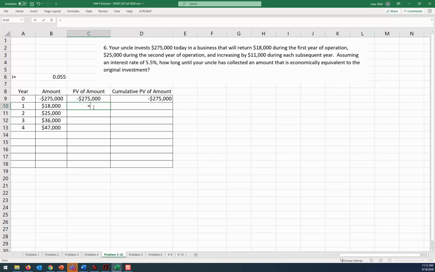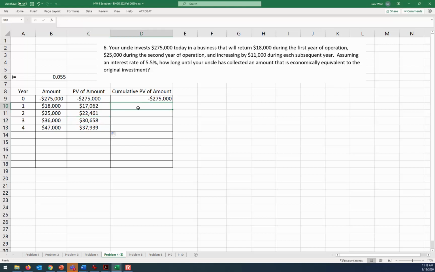The PV of the second year, I can just drag this down, right? I can just apply that formula. And so we're finding the present value of the amount in the future. So $36,000 3 years in the future is worth an equivalent of $30,658 if it's discounted to time 0.